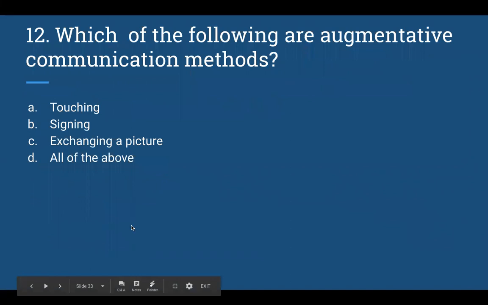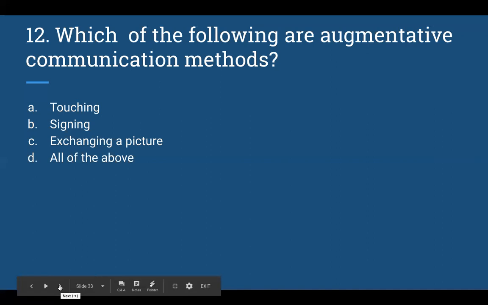Okay. Which of the following are augmentative communication methods? Touching, signing, exchanging a picture, or all of the above? C. All of the above. D. One for C, one for D. I said C. I say B. Who said all of the above? I think it's B. But how can touching be augmentative?